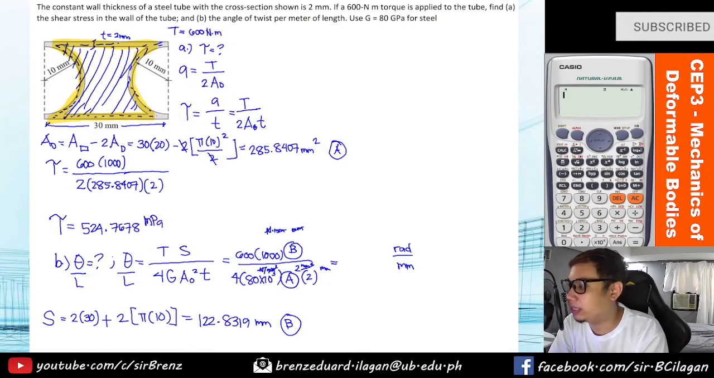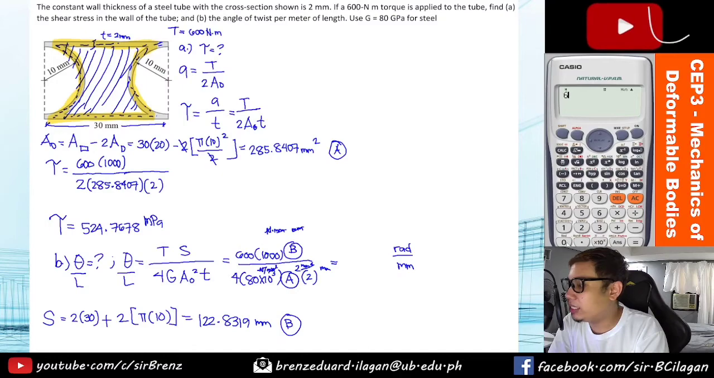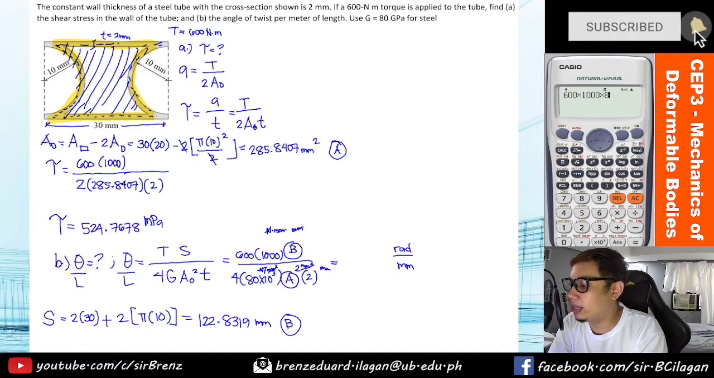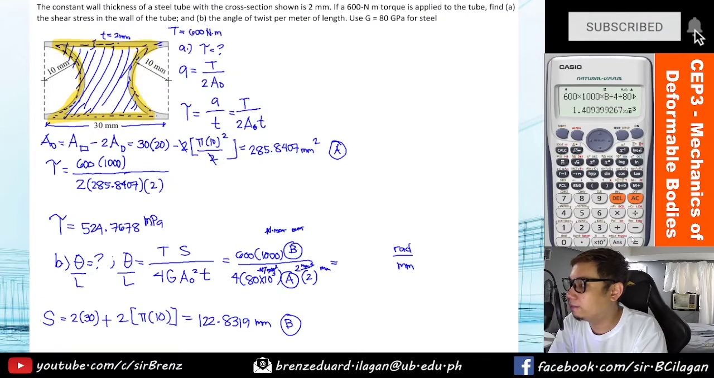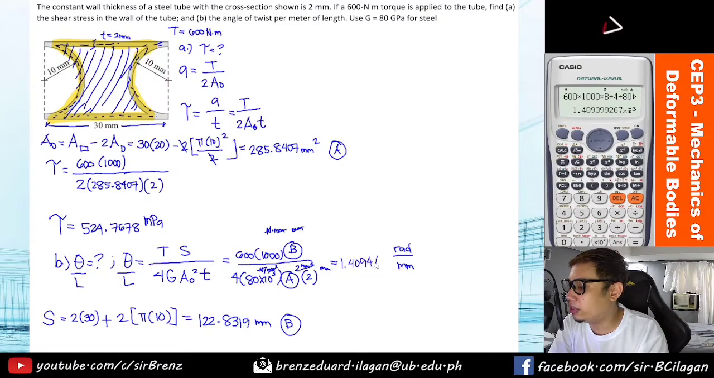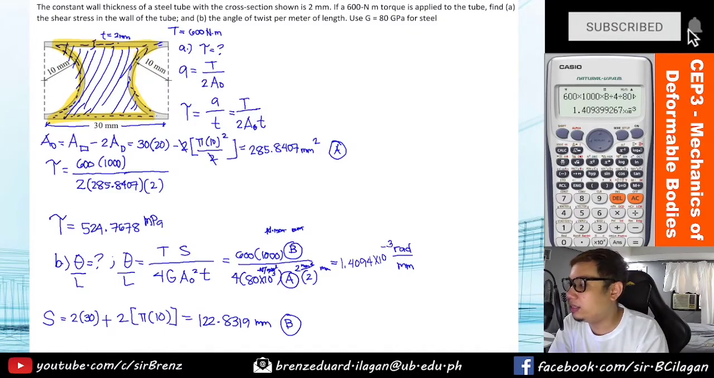So, mamaya, pindutin natin. So, guys, that will be 600 times 1,000 times yung beta natin, then divided by 4, divided by 80 times 10 to the 3, divided by alpha squared and then divided by 2. Okay, so the answer here is 1.4094 times 10 to the negative 3. Okay? So, kaso nga lang, ang unit na papalabasin natin is in terms of degrees per meter.